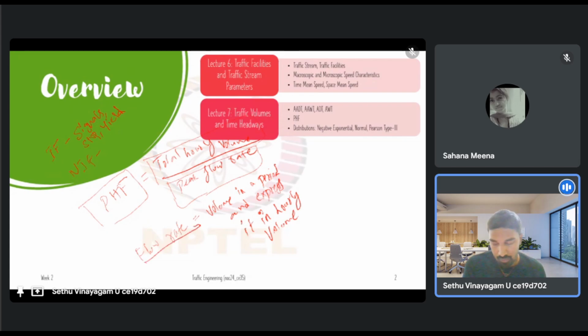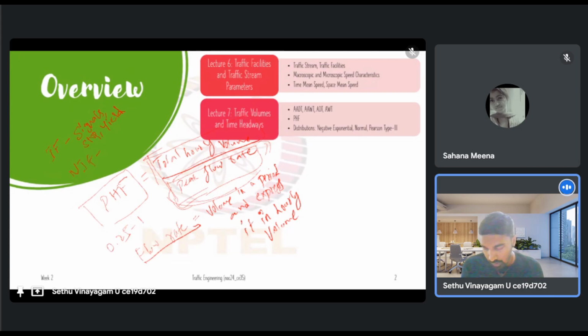So what is the peak flow rate then? Within your peak hour, you measure it for different periods of smaller lengths, say 10-minute or 15-minute periods, and then you see which period has the highest volume. You take that particular period's volume and multiply it by 4 if it is a 15-minute period, and then you will get the peak flow rate. So this ratio of the total hourly volume to the peak flow rate will give you the peak hour factor, and this ranges from 0.25 to 1.